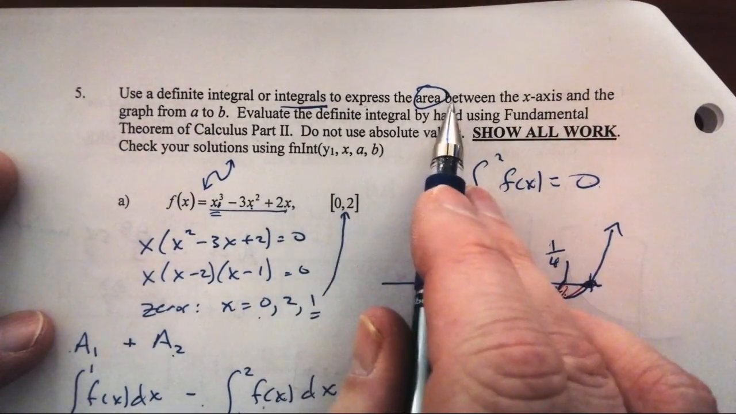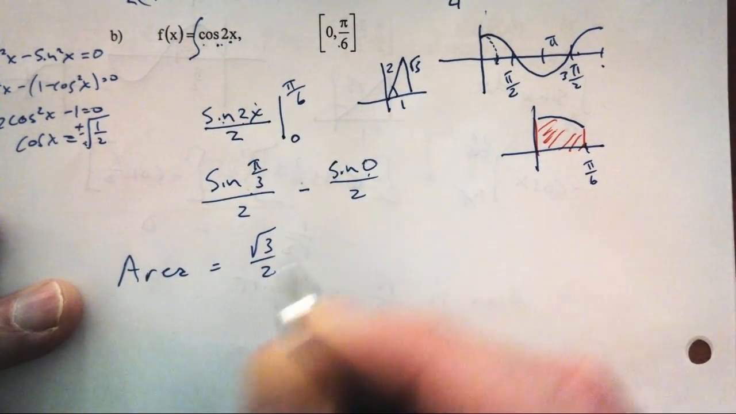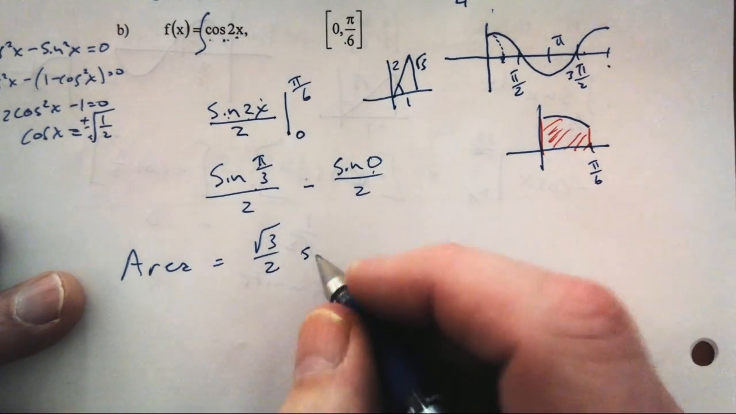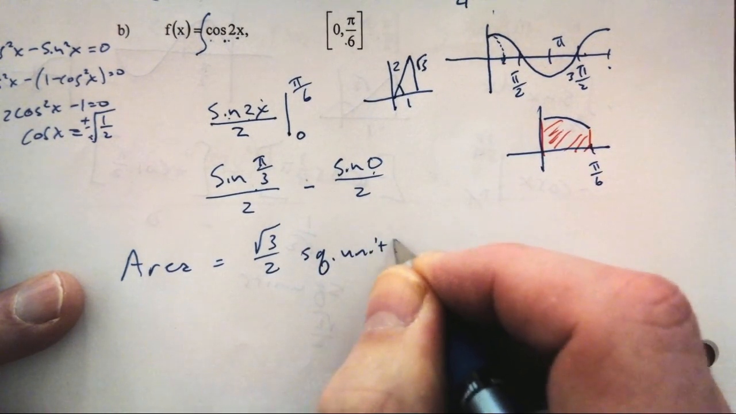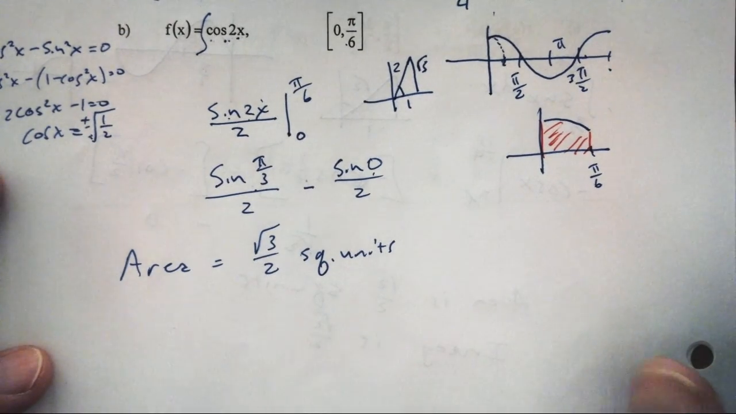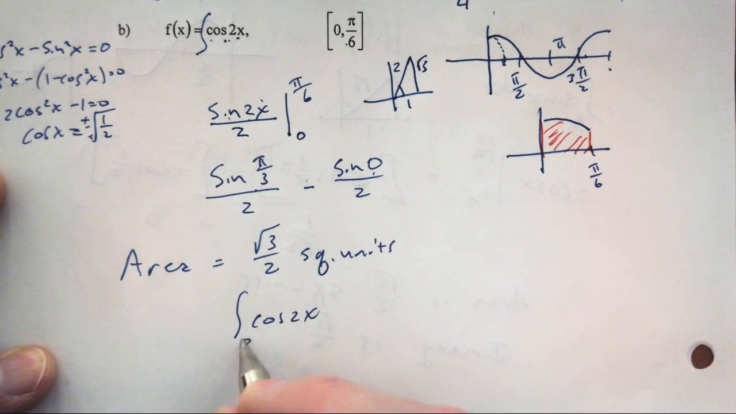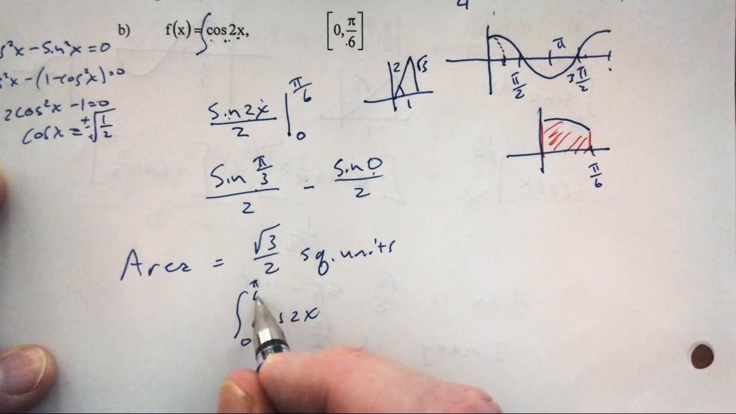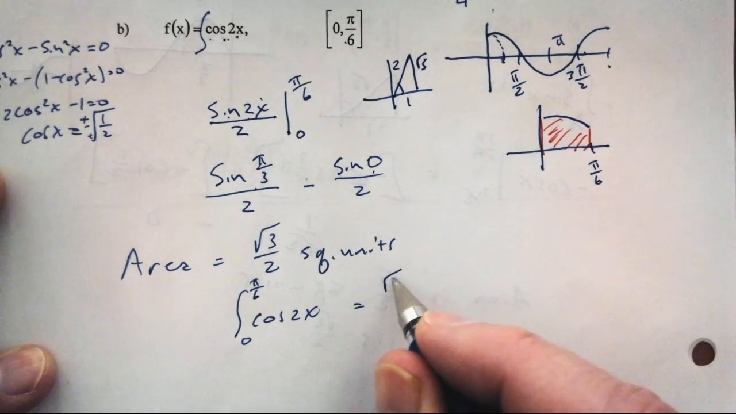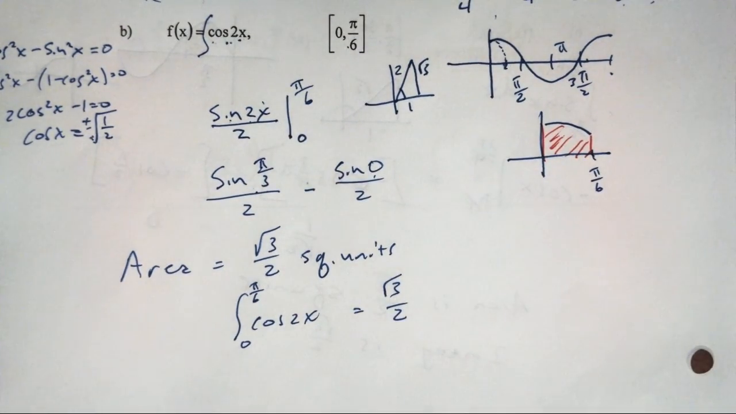And they ask us first to express the area. So the area is root 3 on 2 square units. Next, they say evaluate the definite integral by hand. Well, the integral of cosine 2x from 0 to pi on 6 is also root 3 on 2. And then finally, they ask us to check using fnInt. I will leave that to the reader.